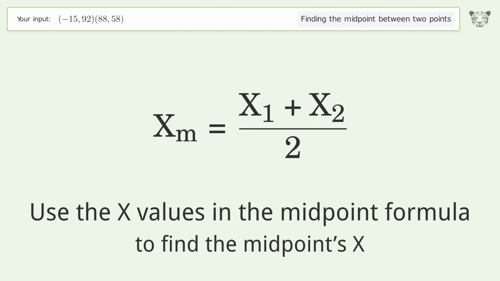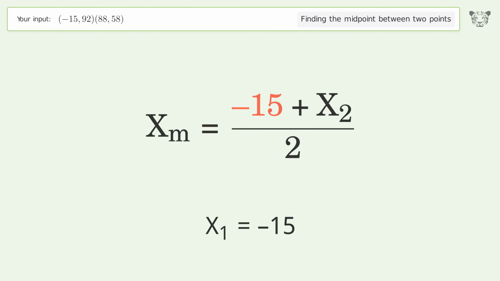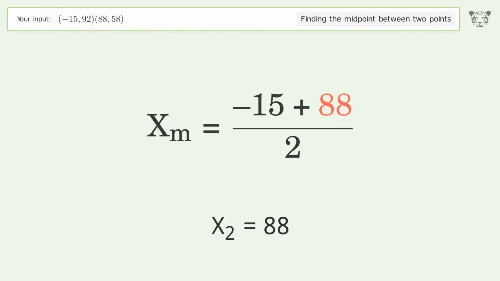Use the x values in the midpoint formula to find the midpoints x. x1 equals -15. x2 equals 88. Simplify the arithmetic.